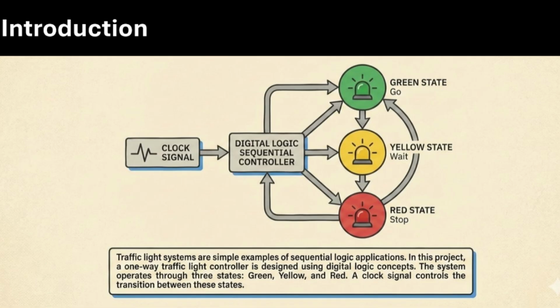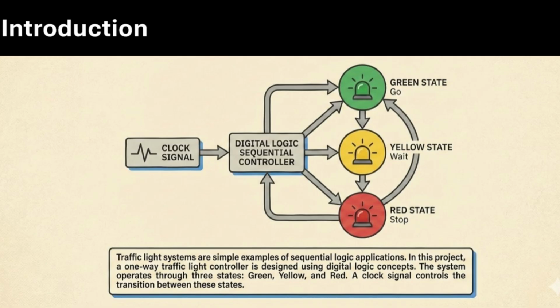This diagram represents a traffic light control system based on digital sequential logic. A clock signal provides timing pulses that control when the system changes states. The digital logic sequential controller processes these clock signals and controls the sequence of traffic lights.